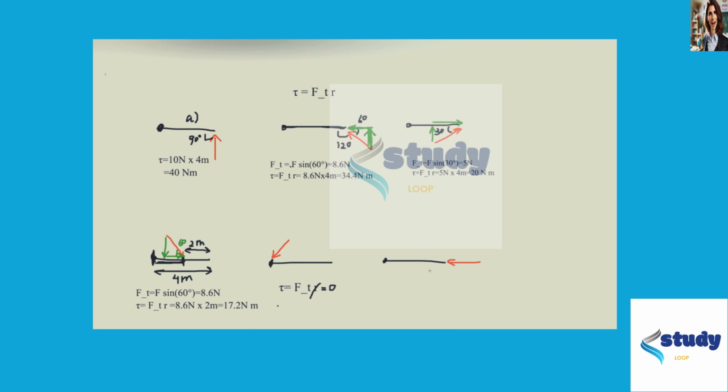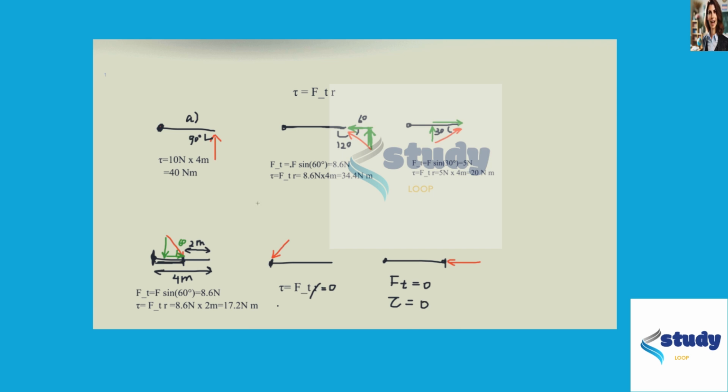And that's the same for the last case. In this case, we are acting on this point, but the entire force is radial to the rod. So in this case, we have F tangential equals 0, because there's no tangential component of this force, and that again gives us torque equals 0. And now we're done with calculating the magnitude of the torque.